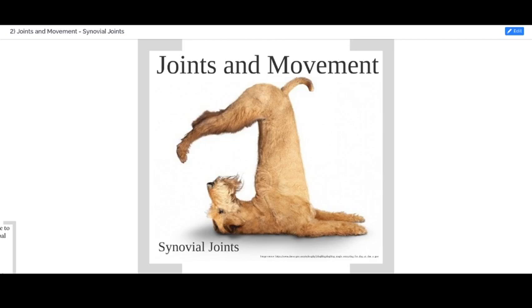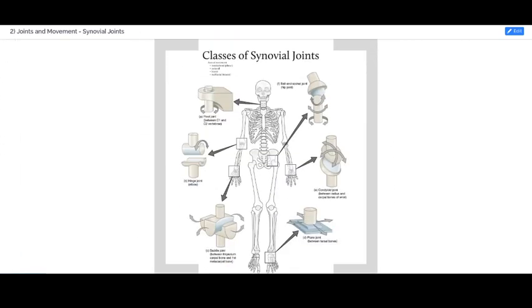For this part of the joints and movement chapter, we're going to be looking specifically at the different types of synovial joints. There are 6 different types of synovial joints as subclassifications, and we're going to look at those using this figure.